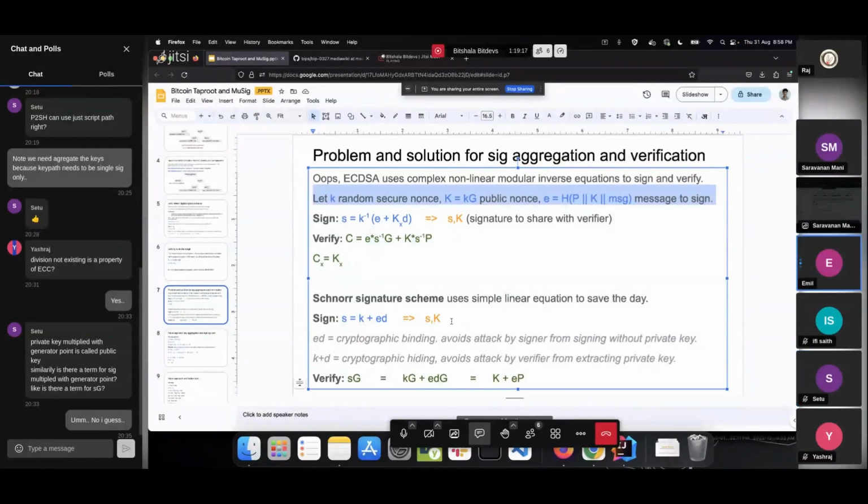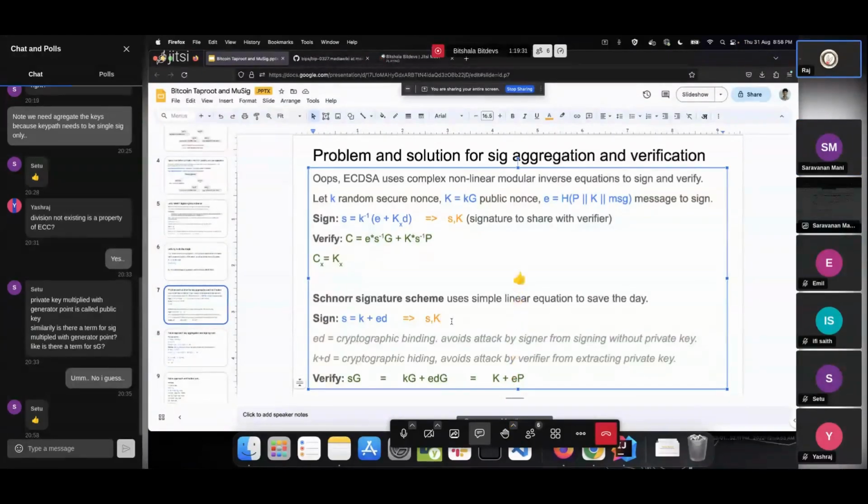Just a comment from me. I've been searching everywhere for a slide like this, ECDSA versus Schnorr, and this is a perfect explanation. So thanks for that. Cool. Yeah, it's quite hard to get it out of the BIPs and all, but having a presentation like this is really helpful.